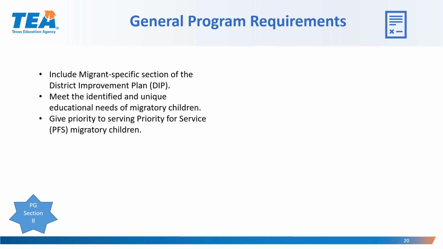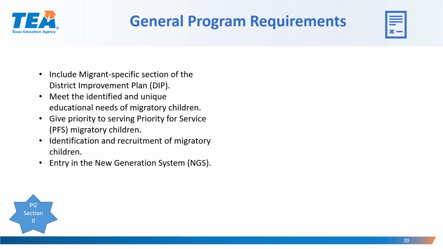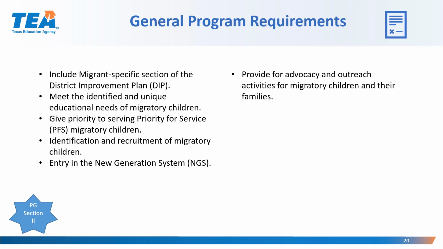In providing services with Title I Part C, the LEA shall give priority to serving Priority for Service, PFS, migratory children with MEP funds before using migrant funds to address the needs of other migratory children. Priority for Service will be addressed later in this session. The identification and recruitment of all eligible migratory children and youth residing in the LEA must be conducted on a yearly basis. Migrant student data collection and data entry in the New Generation System, which is the Migrant Student Database. Provide for advocacy and outreach activities for migratory children and their families, including coordination to inform such children and their families of other education, health, nutrition, and social services.